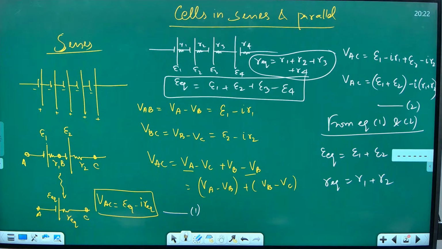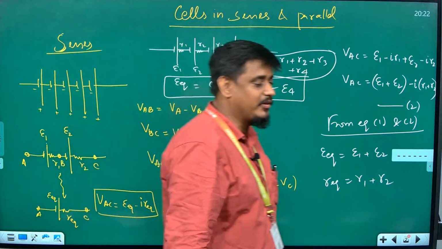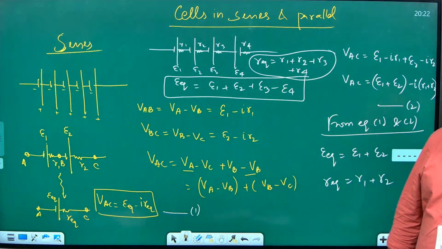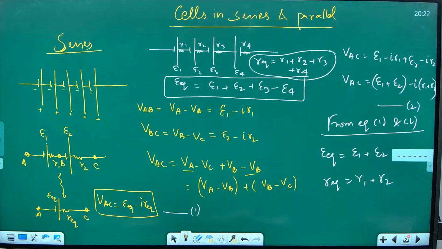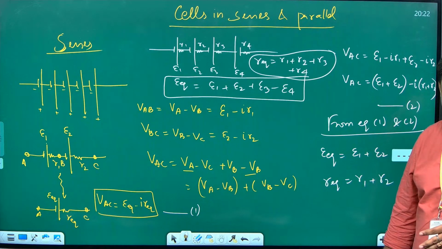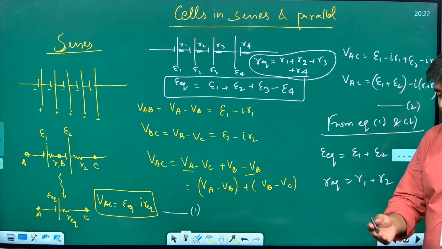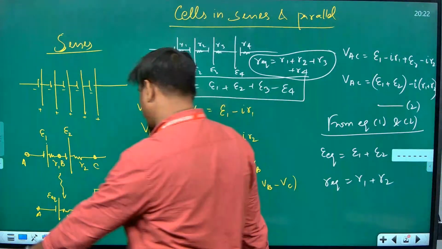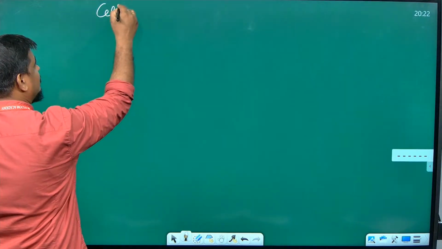We are talking about cells in series and parallel, and I have talked about cells in series. I am going to talk about cells in parallel now. I hope you try to understand whatever I teach. If any problem is there, you can ask me. Can I proceed further? Okay. So now we are going to talk about cells in parallel.